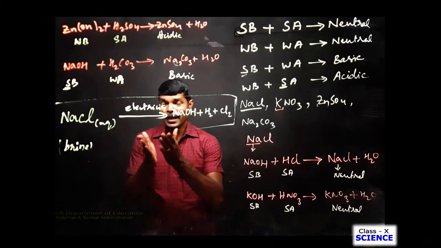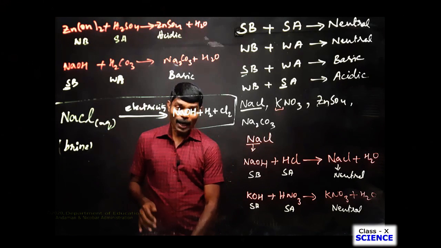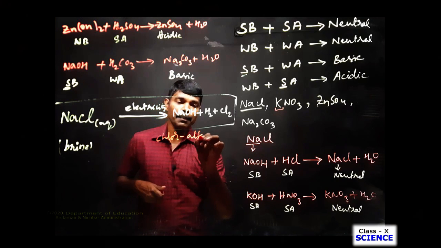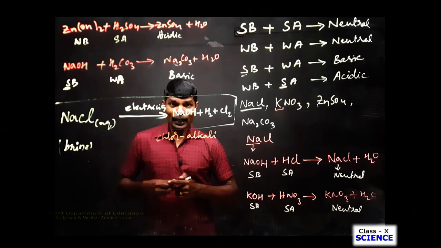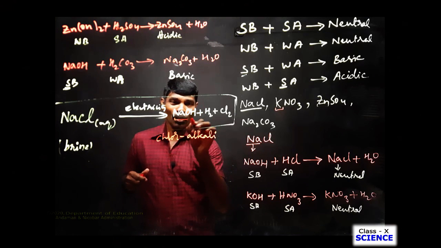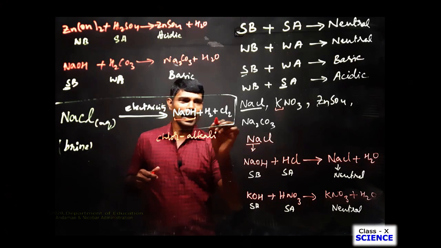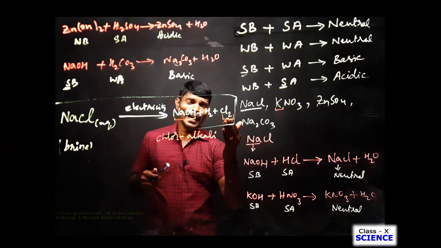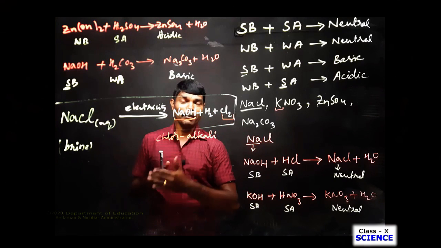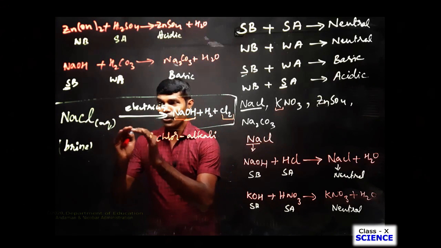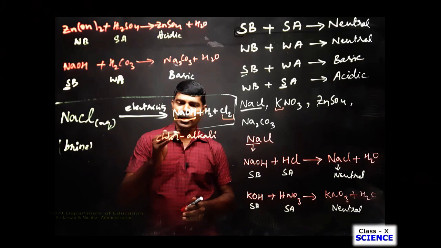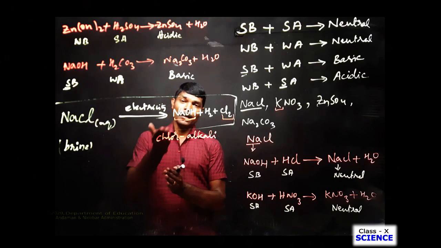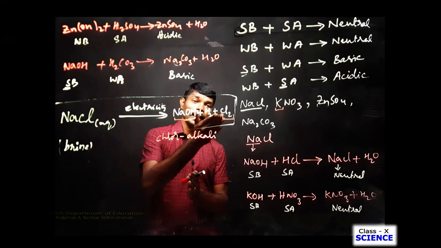Dear students, this reaction is also known as the chlor-alkali process. Why? Because here the sodium hydroxide obtained is called an alkali, and we are also getting chlorine gas. In this chemical reaction, we are getting chlorine gas as well as an alkali, that is sodium hydroxide. So this chemical reaction is known as the chlor-alkali process. As a result of this process, we get sodium hydroxide, hydrogen and chlorine.